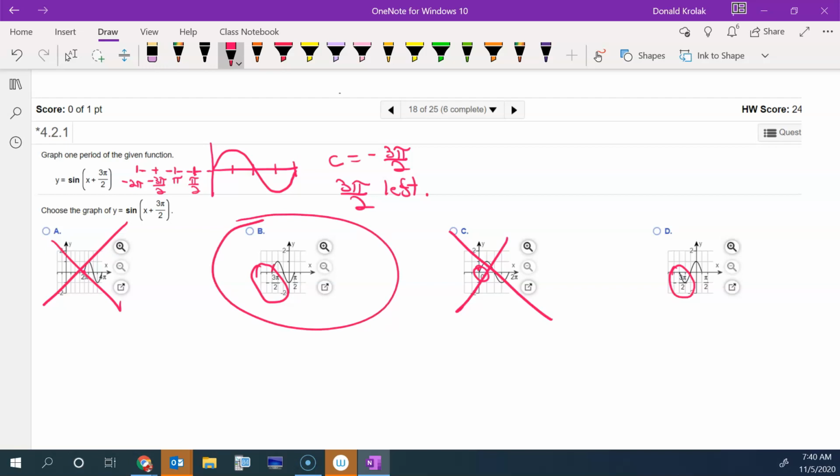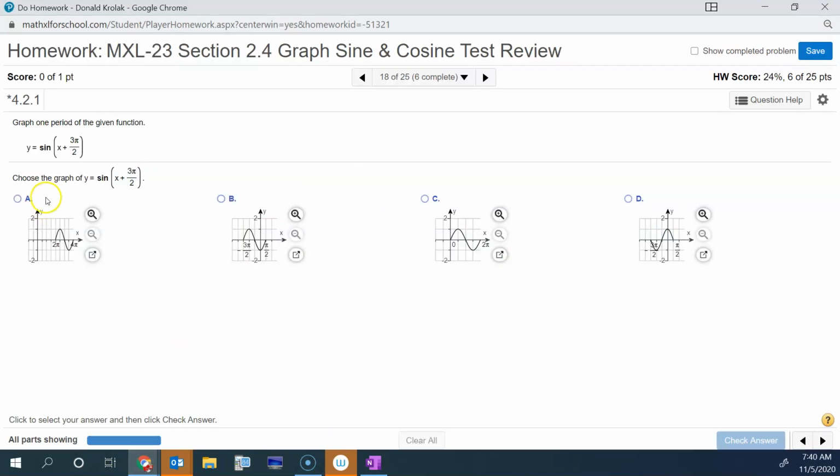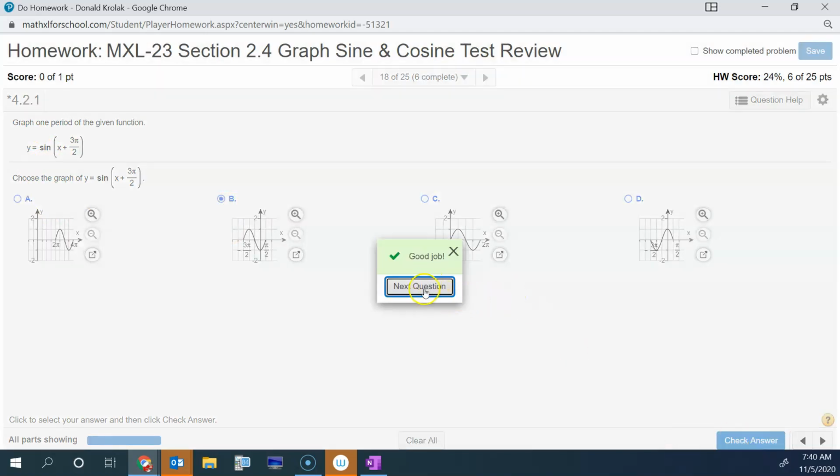Because sine goes up first, then down. So this one would be negative sine of x plus 3 pi over 2, because it's an upside down sine. Follow? Okay. So for mine, it was B. Do it for yours.